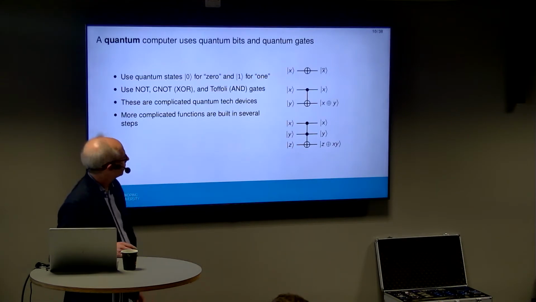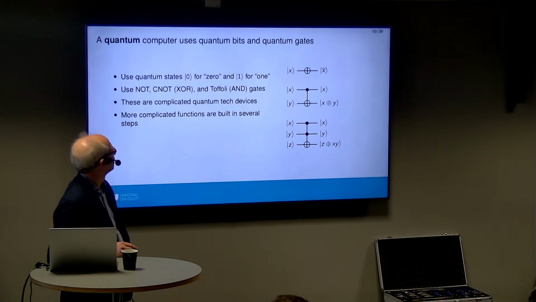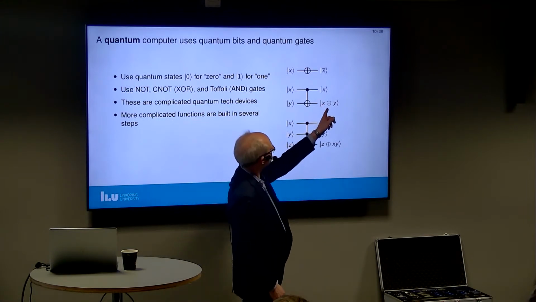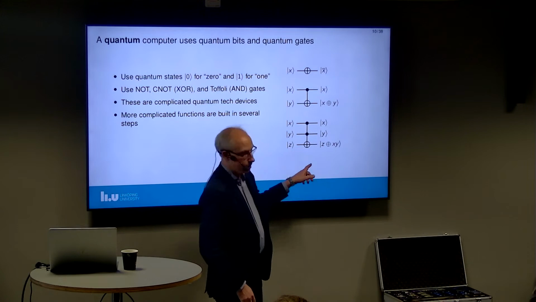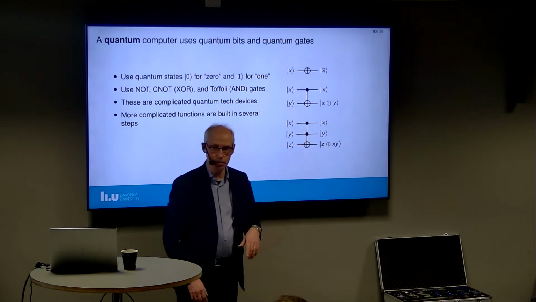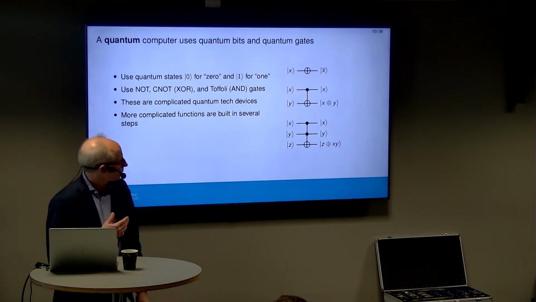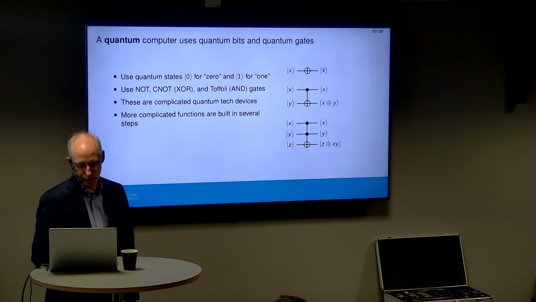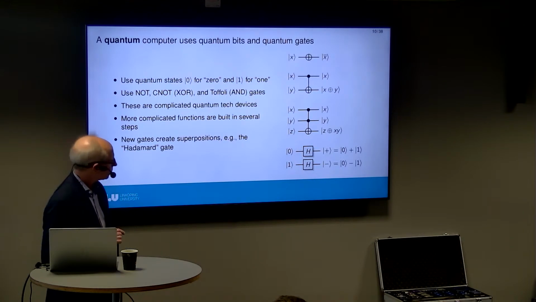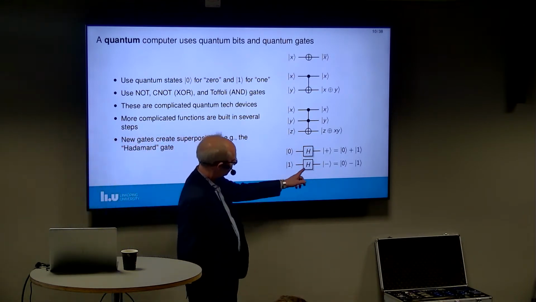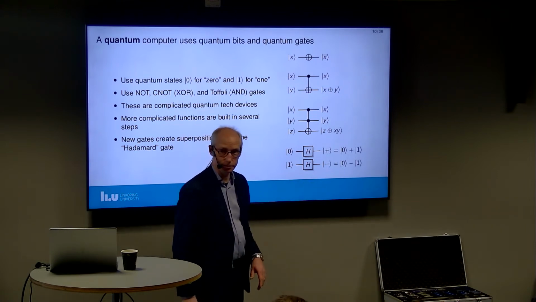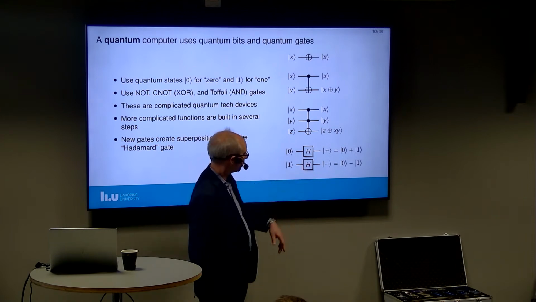So now I can just do the same kind of gates here. The map is the same. So this is the XOR, and that's the AND gate, or the multiplication. Same notation, same symbols, same map. Again, if you want to build more complicated functions, you build them in several steps. But note that we had new gates that I showed before, marked H for Hadamard. That's a name, the guy who first wrote this down.